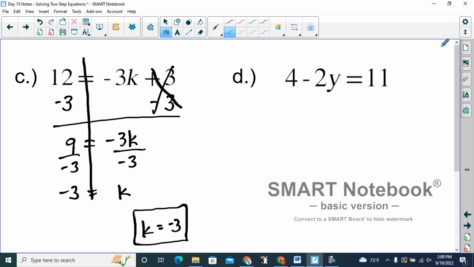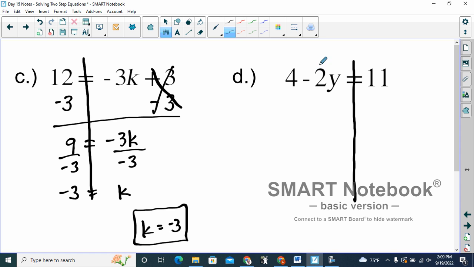Part D. Part D says 4 minus 2y equals 11. First thing, we cannot combine this 4 minus 2 and make that 2y. I see students try to do that a decent amount. The reason for that, I don't have like terms. This 4 doesn't have a y on it, and the 2 does. So those are not like terms. Same reason we can't combine those. I think it's tempting to here because the numbers are next to each other.